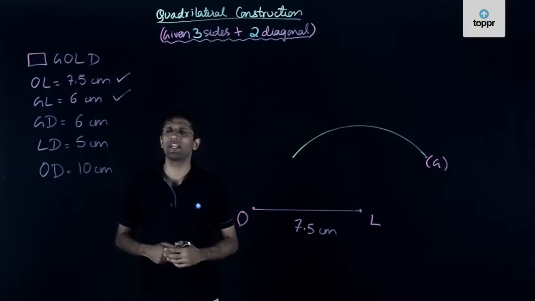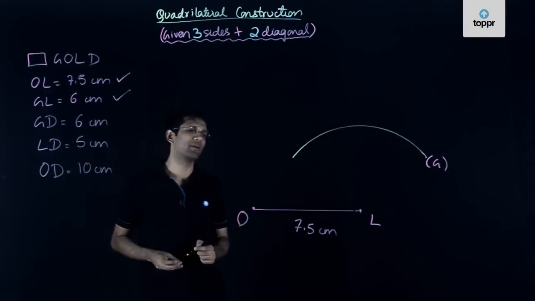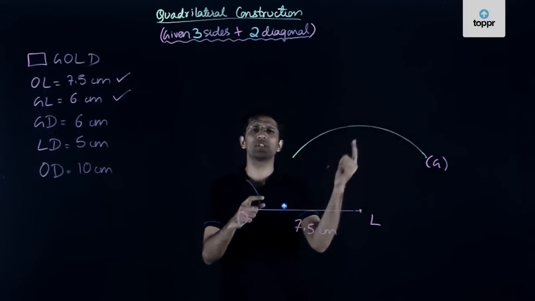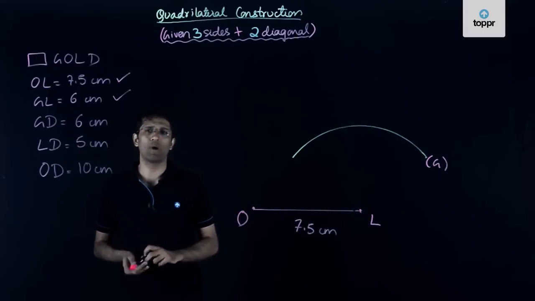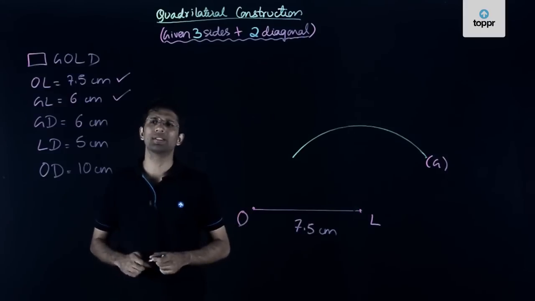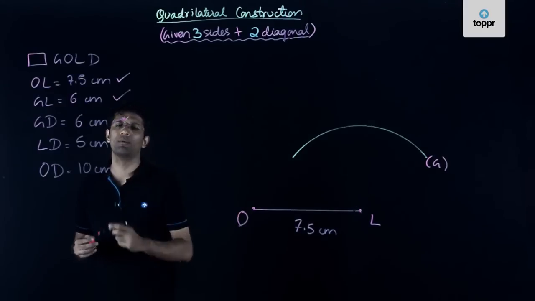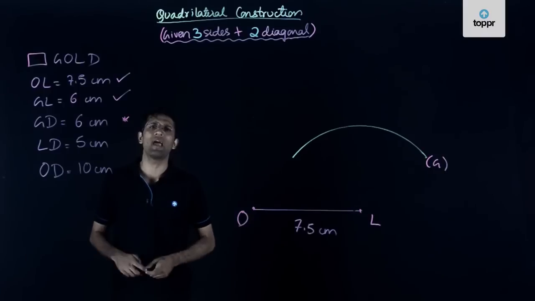Coming to the next piece of data, we know that GD is 6 centimeters. But we do not have the exact position of point G, neither do we have the exact position of point D. So points G and D are completely unknown to us, and so we will skip this information for now and proceed to the next bit that we have.